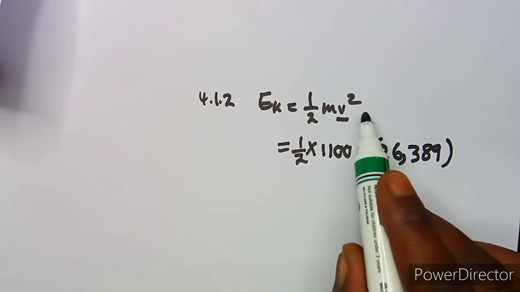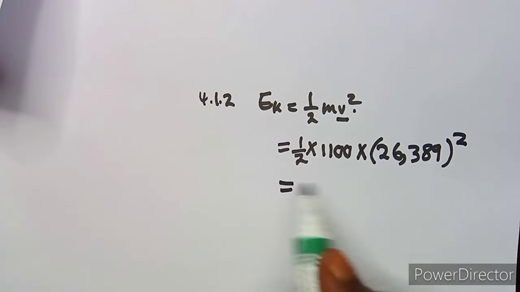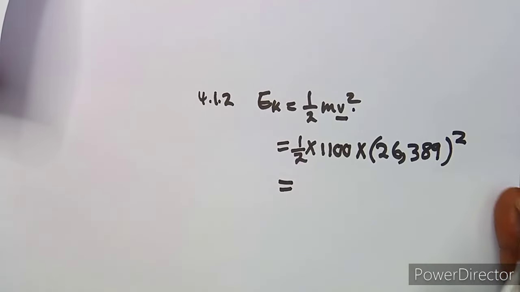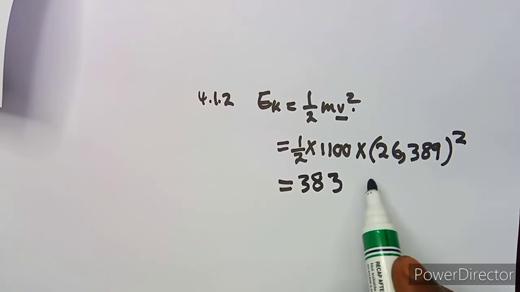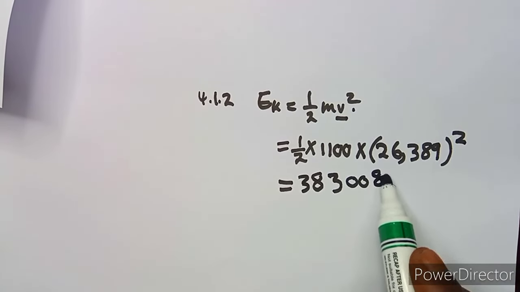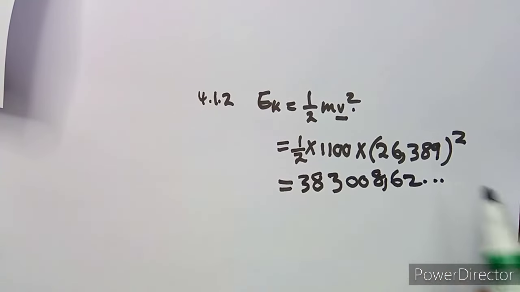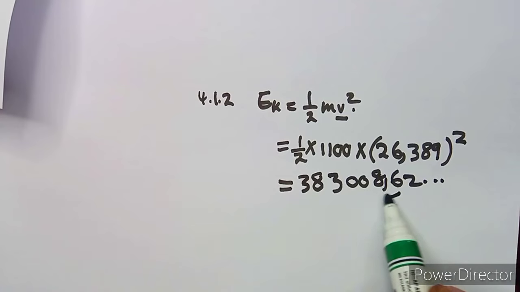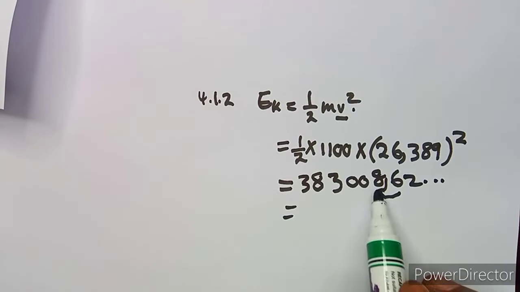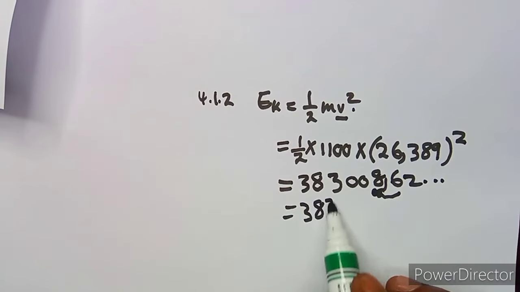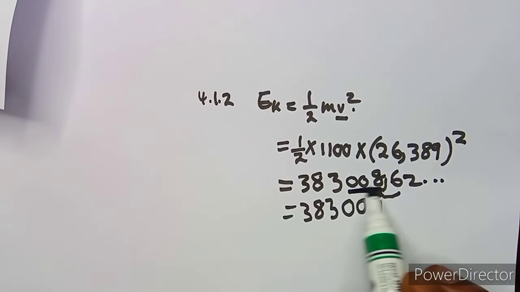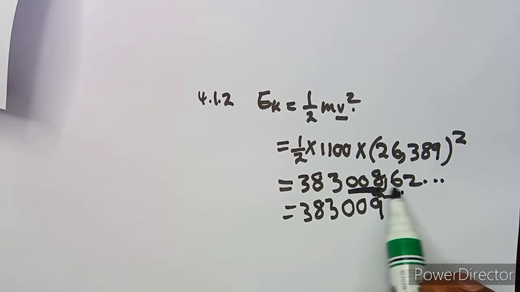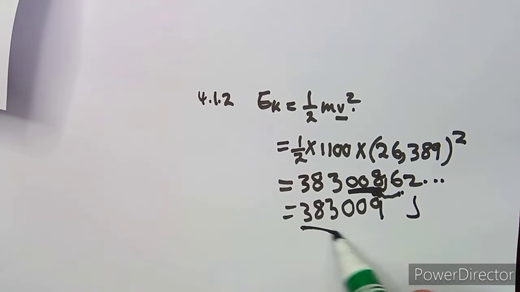Everything here to the power of 2. So use your calculator properly. In this case, you are going to obtain the decimal 383,008,6 something like that. Now you can just round off to the nearest whole number, so it can be 383,009. To leave this 8 is going to be weird, so you round off to 9, and that's kinetic energy, which is measured in joules. So that's our answer.